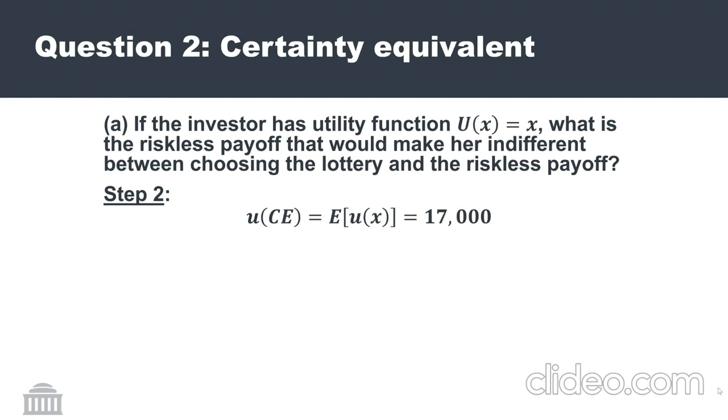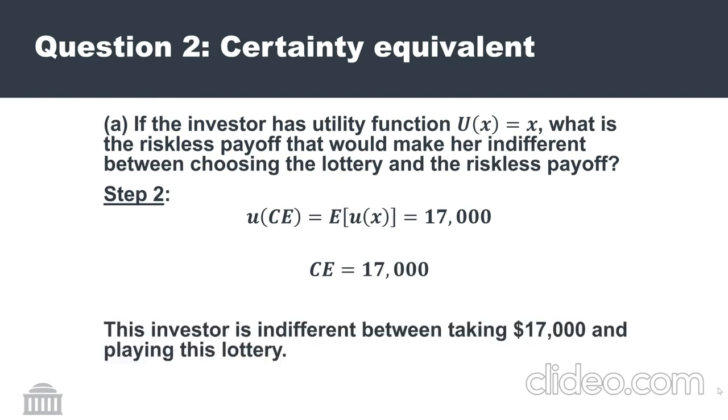Now in step 2, we can find certainty equivalent. The utility of this certainty equivalent would equal $17,000. In the case of this investor, she has a linear utility function, so u of CE is equal to CE. And therefore, certainty equivalent for this investor is just 17,000. So this investor is indifferent between just taking a guaranteed $17,000, this is our certainty equivalent, or playing this lottery.